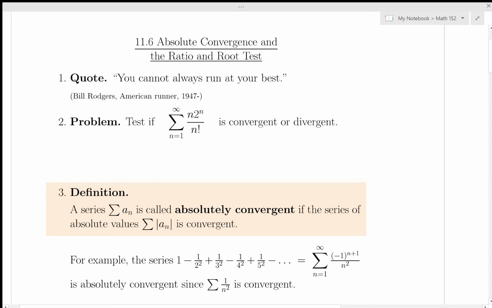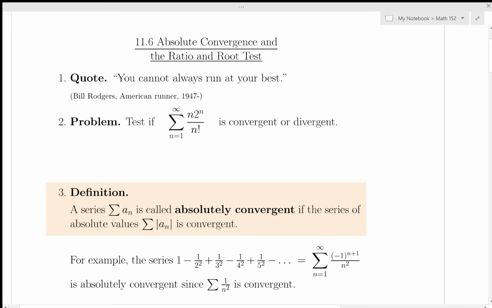Oh, hello and welcome. SFU Math 152, Calculus 2. My name's Brenda. This is section 11.6, Absolute Convergence. So we're going to learn the difference between absolute convergence and conditional convergence. And we're going to learn how to use two more convergence tests, the ratio test and the root test.